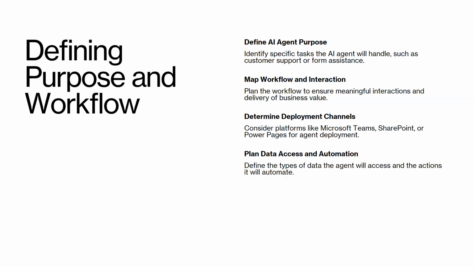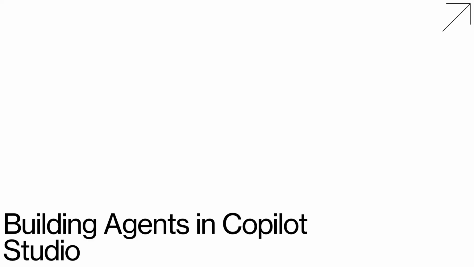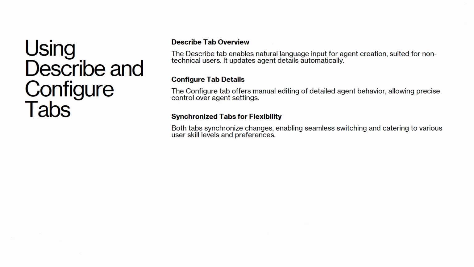Building agents in Copilot Studio is streamlined with the Describe and Configure tabs, referenced in Microsoft's official documentation. The Describe tab uses natural language input for agent creation, perfect for non-technical users. The Configure tab allows manual edits for advanced control. Both tabs synchronize changes, offering flexibility and ease for all users.